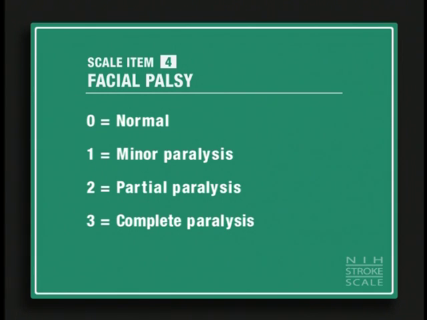Score a 3 when there is complete paralysis of the upper and lower face. This is the appropriate score for the obtunded or comatose patient or one with unilateral lower motor neuron facial weakness.